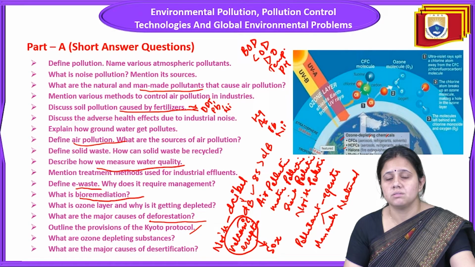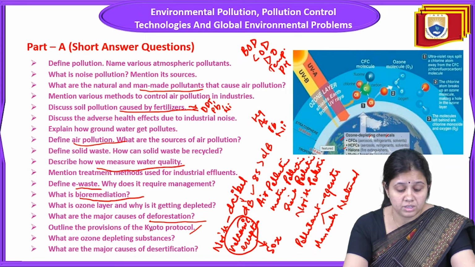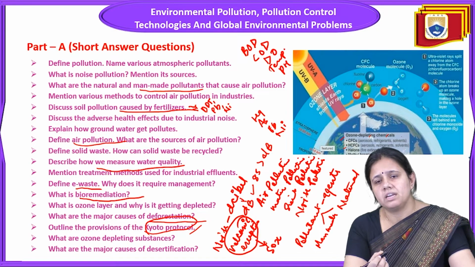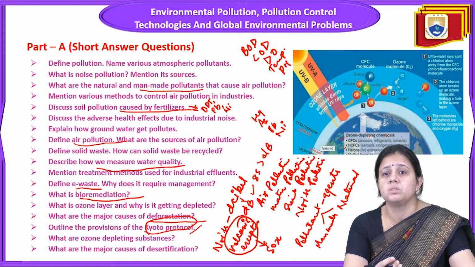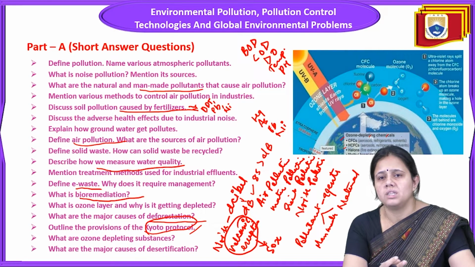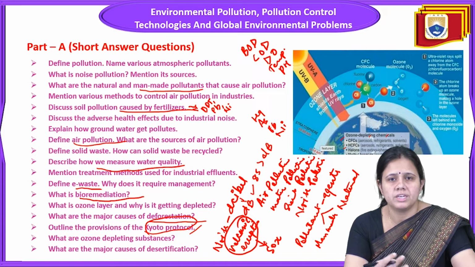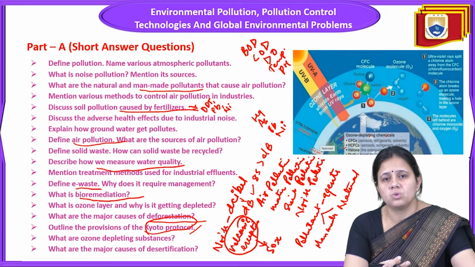The Kyoto Protocol is mainly for the control of the emission of greenhouse gases. In Kyoto city of Japan, one convention was held to cut down the emission of greenhouse gases for all the countries. Means they have set some standard for the emission of greenhouse gases, because due to greenhouse gases global warming happens, and due to global warming climate change happens. So these are the main reasons for global warming and climate change. That's why this Kyoto Protocol was made in the year 1996 to curb the emission of carbon dioxide or greenhouse gases.